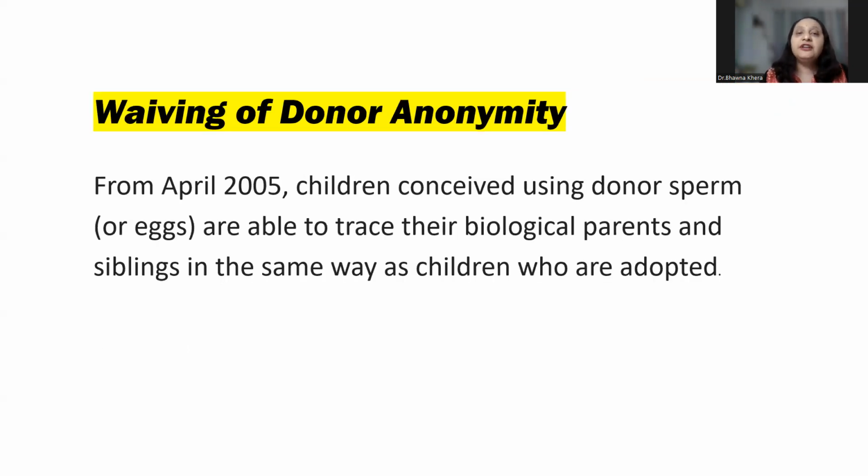Waiving of donor anonymity, we discussed the same thing in the video on legal issues. From April 2005, children conceived using donor sperm are able to trace their biological parents and siblings in the same way as children who are adopted. So they will come to know where the sperm came from, and they will come to know about their biological father. Because donor anonymity has been waived, the number of semen donors is now less.